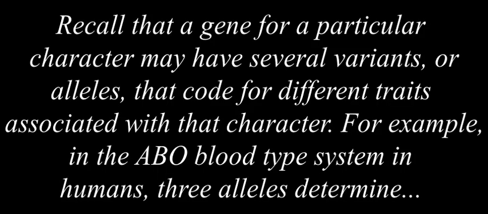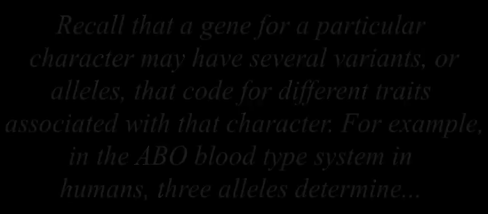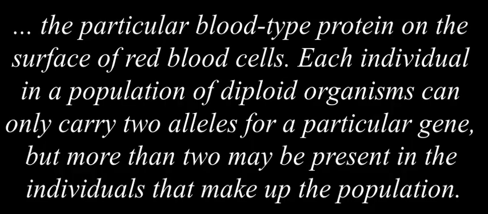Population genetics. Recall that a gene for a particular character may have several variants or alleles that code for different traits associated with that character. For example, in the ABO blood type system in humans, 3 alleles determine the particular blood type protein on the surface of the red blood cells. Each individual in a population of diploid organisms can only carry 2 alleles for a particular gene, but more than 2 may be present in the individuals that make up the population.